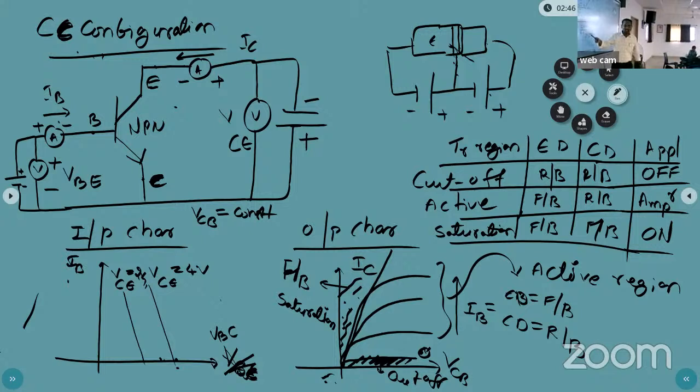We kept this output voltage constant. Output voltage VC we kept constant. Now we are varying the input voltage, this bias voltage, and we are measuring the base to emitter. Okay, now base to collector voltage.